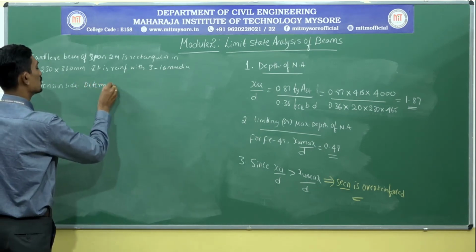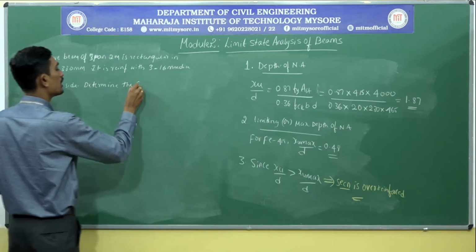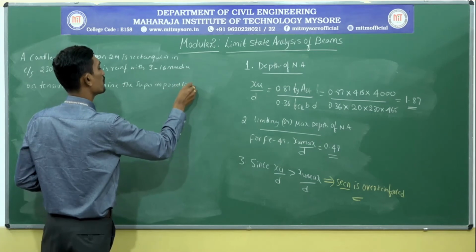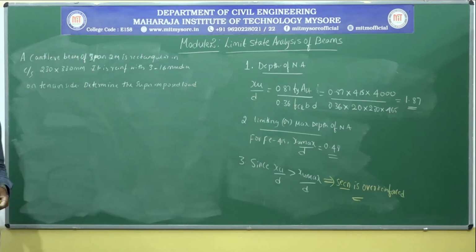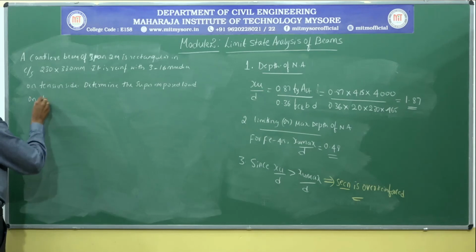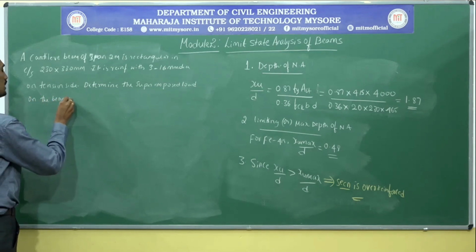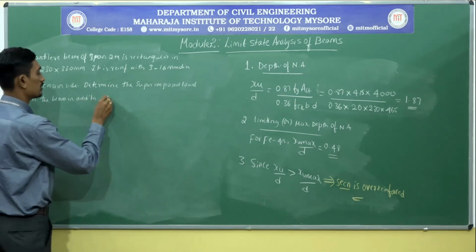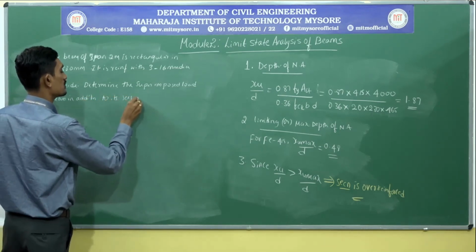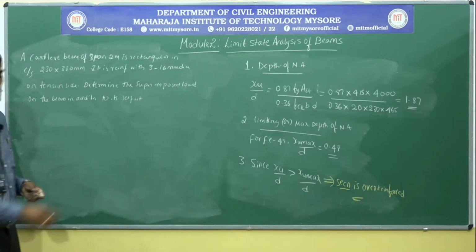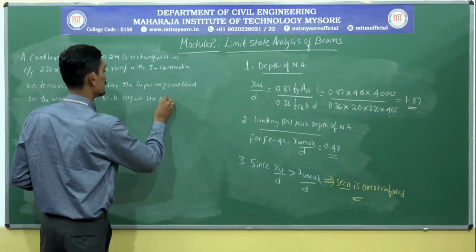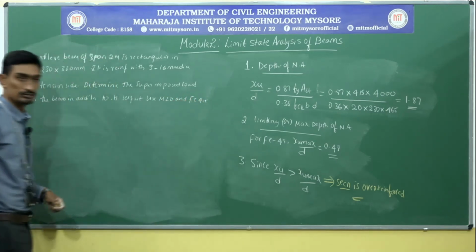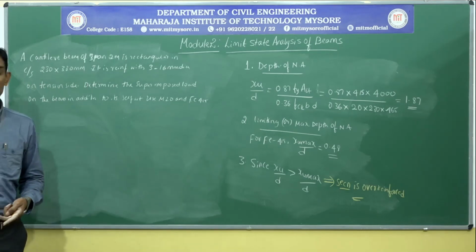Determine the superimposed load on the beam in addition to its self weight. Use M20 and Fe415 steel. So this is the problem they have been given.